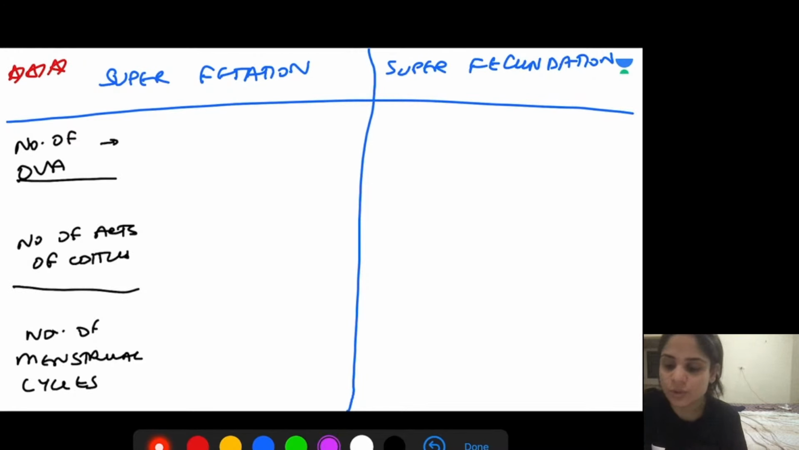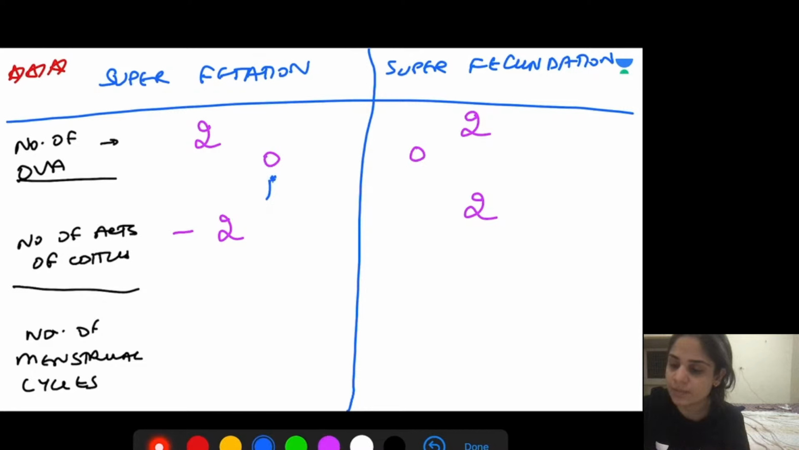Okay, so in both you have 2 ova. Obviously you have to have 2 ova if you want 2 fetuses. So in superfetation and superfecundation you have 2 ova. In both you will have 2 acts of coitus. Obviously you want the sperms twice. So again you have 2 ova and you have 2 sperms coming in. So both of these sperms are coming in 2 acts of coitus.